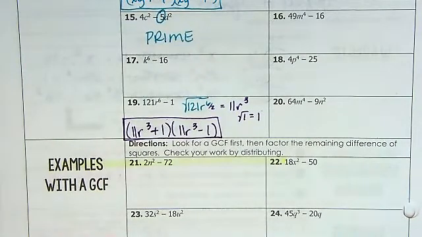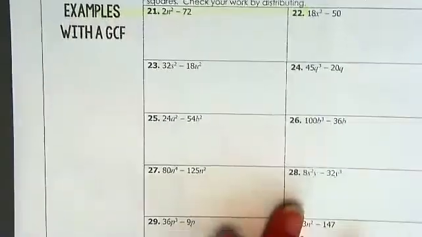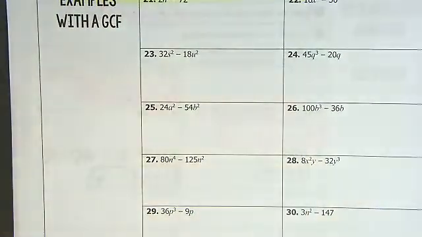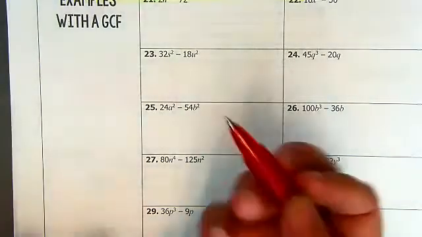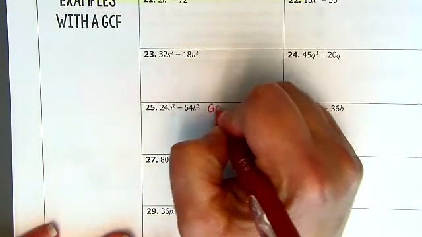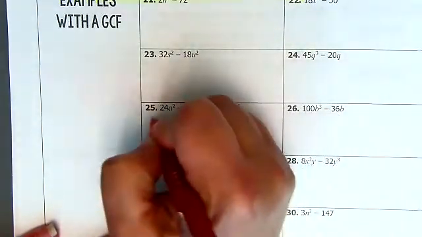Okay, now we're going to combine what we learned yesterday with what we learned today. And we have to first look for a GCF. So we're going to jump down to 25. I don't know whether 24 goes into 54. I don't think so. So what's my next biggest number? Well, 6 goes into 24 and it goes into 54. So therefore my GCF is 6.